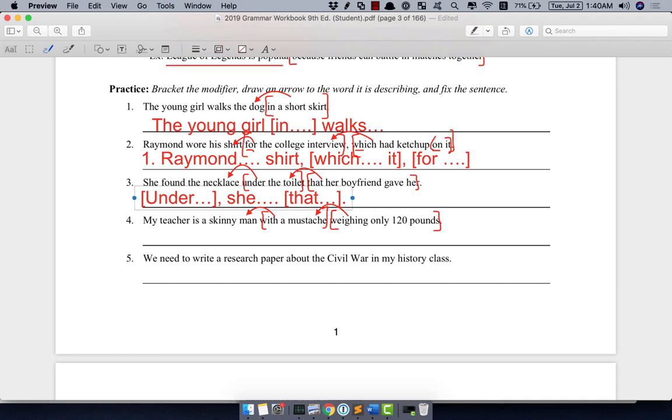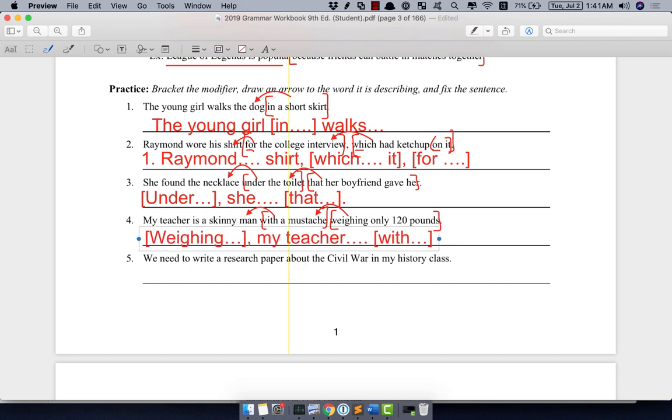Let's just quickly move on to how to make the sentence correct. I'll tell you the answer here. What you can do is move the modifier to the beginning, like in sentence 3. So you can do "weighing only 120 pounds," comma, "my teacher is a skinny man with a mustache," and that would be right.